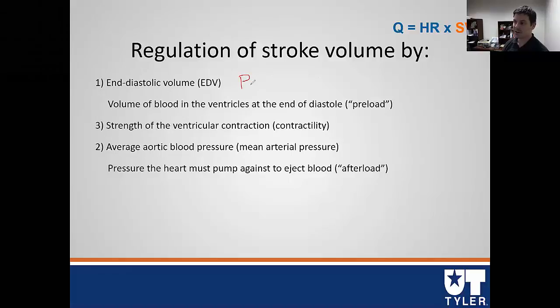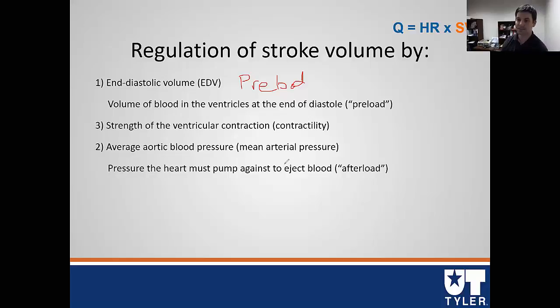One, end diastolic volume or preload. This is the volume of blood in the ventricles at the end of relaxation, right before it gets able to contract. Second, although we have a number 3 here, apologize for that, is the strength of the contraction, right? We can increase contractility. And then last but not least, the mean arterial pressure that the heart has to work against. And this is the inverse relationship. So if pressure goes up, stroke volume goes down. So let's break down each of these three.